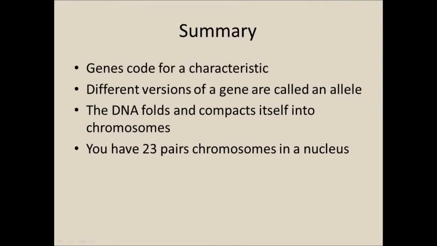Okay, so in summary, you have genes which code for a characteristic. Again, this might be something like eye colour or hair colour. Different versions of a gene are referred to as an allele. You usually have two alleles per gene. The DNA will fold in on itself and compact itself into these shapes called chromosomes, of which you have 23 pairs of those. That's sometimes referred to as 46. This is true for every cell in your body with the exception of sex cells and red blood cells.